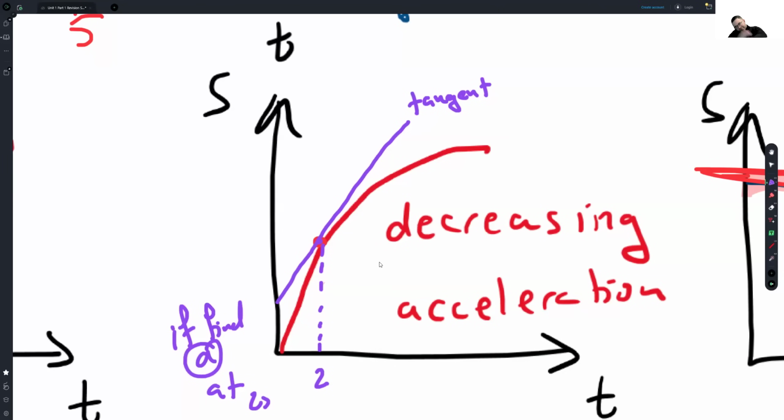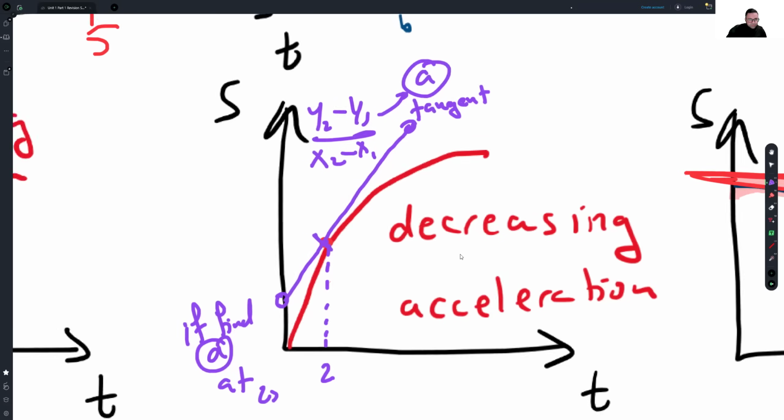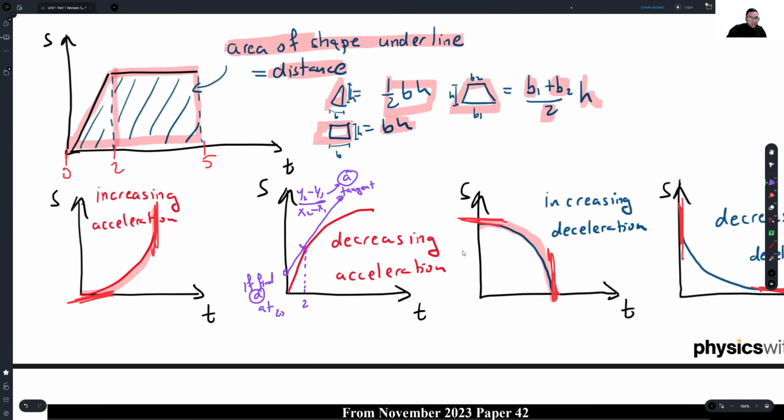If it's not a curve, that's fine, you don't need to draw the tangent. But if it's a curve and I want a specific value of the acceleration at a point on the curve, you draw a tangent, and then find the slope of the tangent, y2 minus y1 over x2 minus x1, using the first and the last point, for example. Yes, it's only for a speed time graph, because that tangent will give you the value of the acceleration at that point, because the acceleration is not constant.